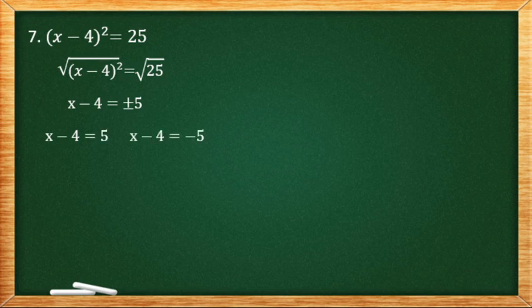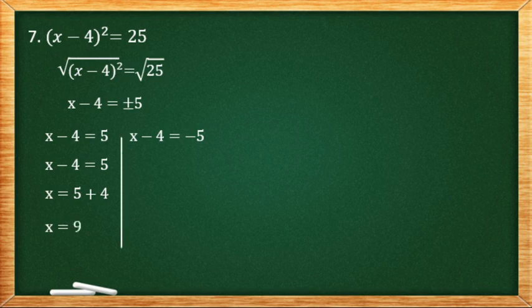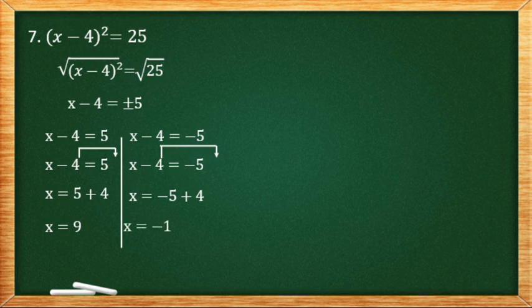So, magiging x minus 4 is equal to 5. X minus 4 is equal to negative 5. Okay. Transpose natin yung negative 4. That's why naging x is equal to 5 plus 4. So, x is equal to 9. Next one. X minus 4 is equal to negative 5. Transpose. X is equal to negative 5 plus 4. So, x is equal to negative 1.